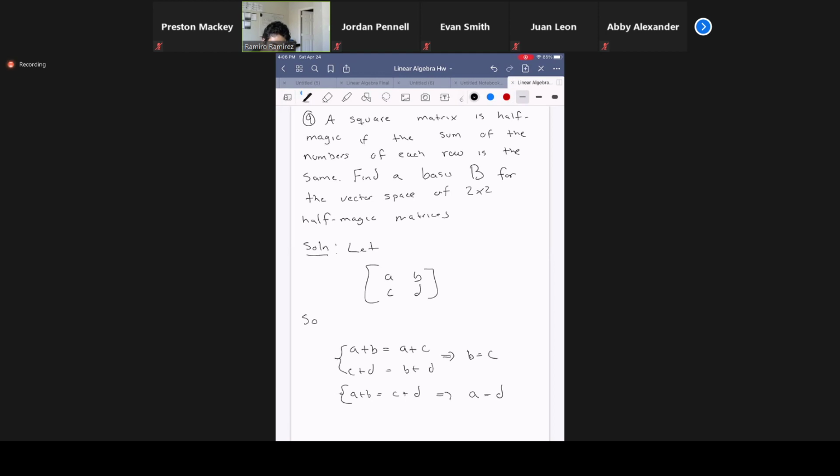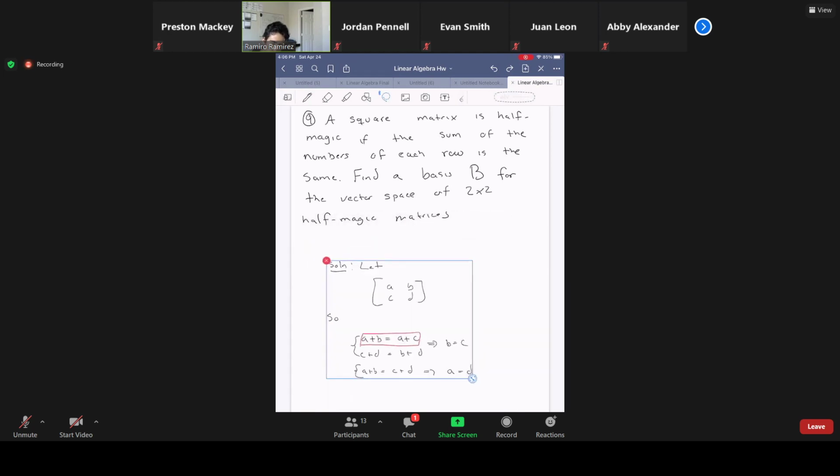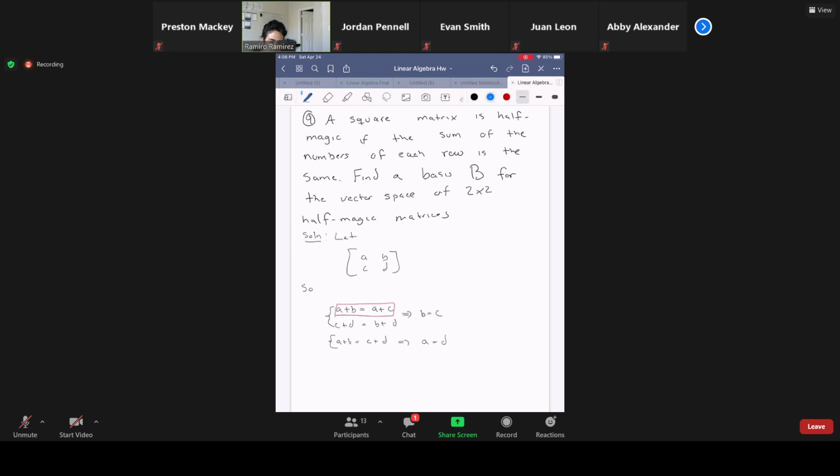Basically, how I got this one first is I equated this one with this one like this. How I got this one right here, I did that one and this one. So A plus B equals C plus D, right? Okay, so we have conditions now. That's the only conditions we can find on our matrices. I'll send these out as well.